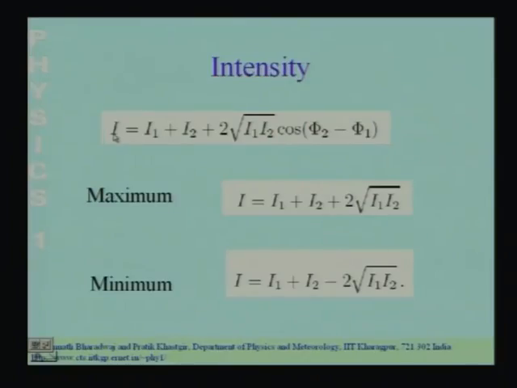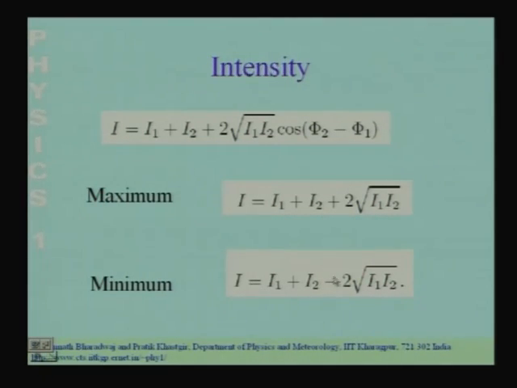Now, let us ask the question, what is the minimum value that the intensity can have? The minimum value occurs when the two waves are exactly out of phase, that is, the phase difference is an odd multiple of pi. When the phase difference is an odd multiple of pi, the cosine of the phase difference becomes minus 1. So, the minimum intensity I is I1 plus I2 minus 2 times the square root of I1 into I2. In the situation where the two incident waves have the same amplitude, the minimum possible intensity is 0.